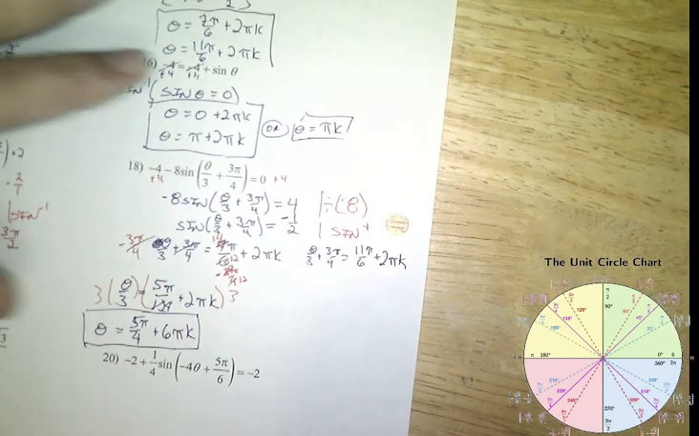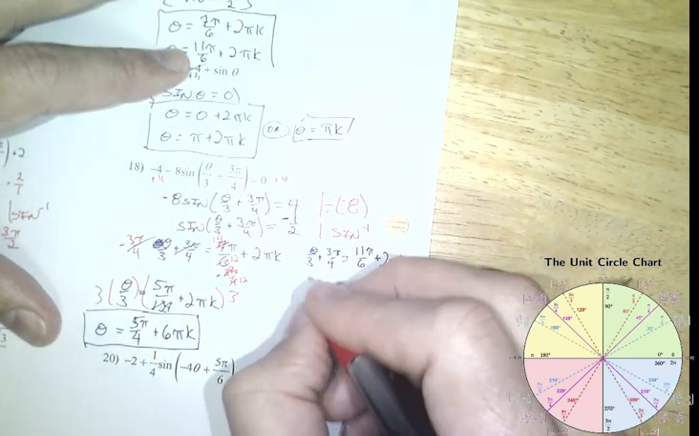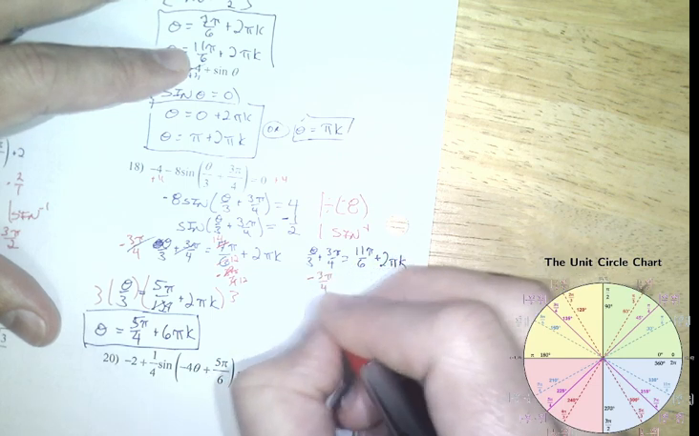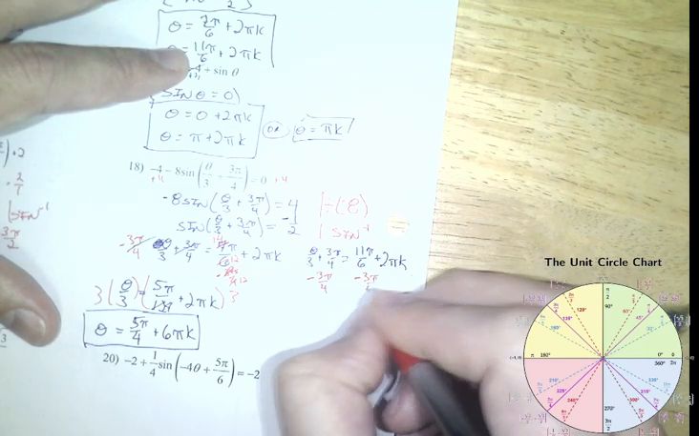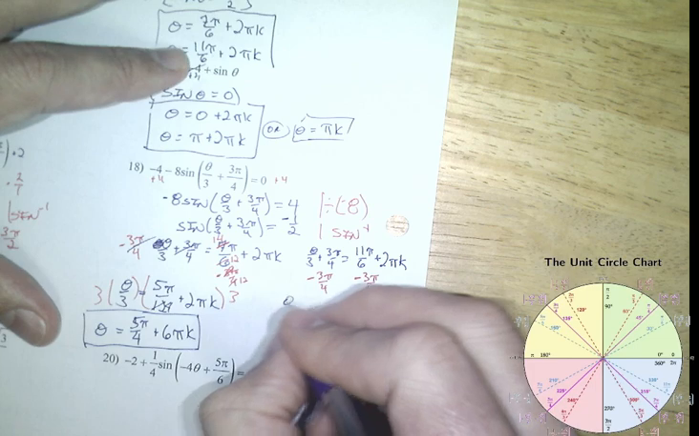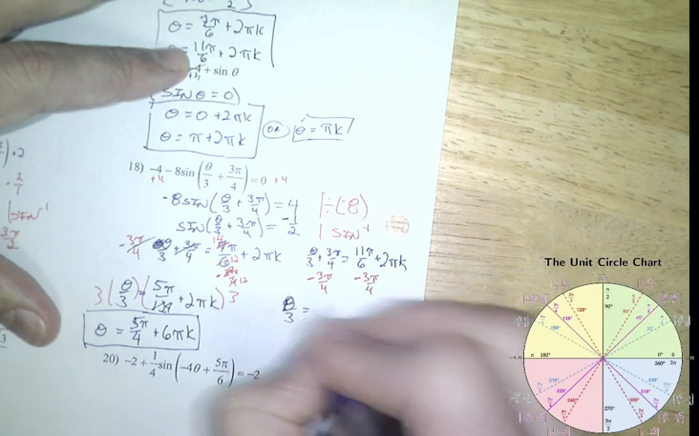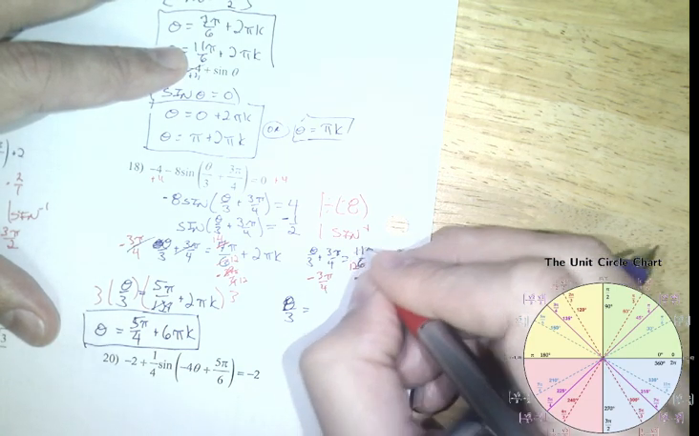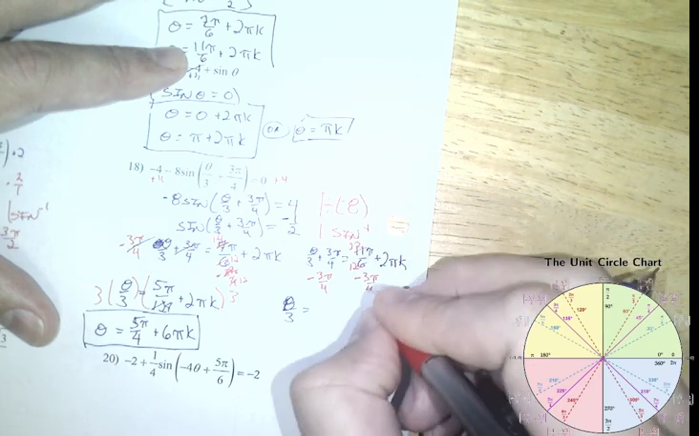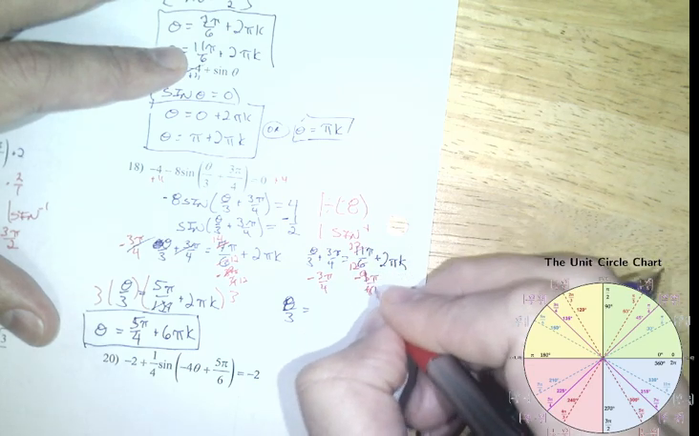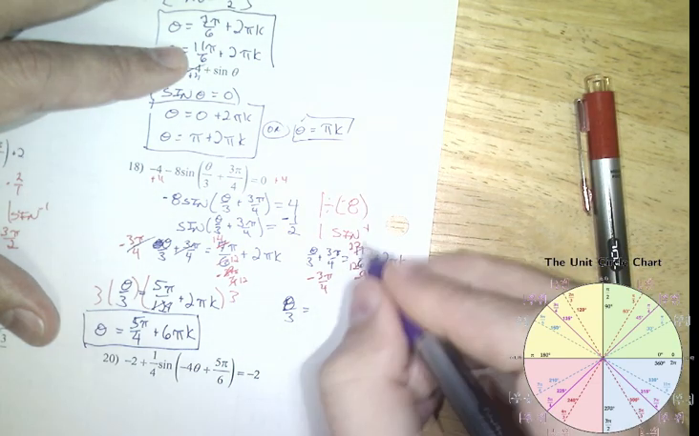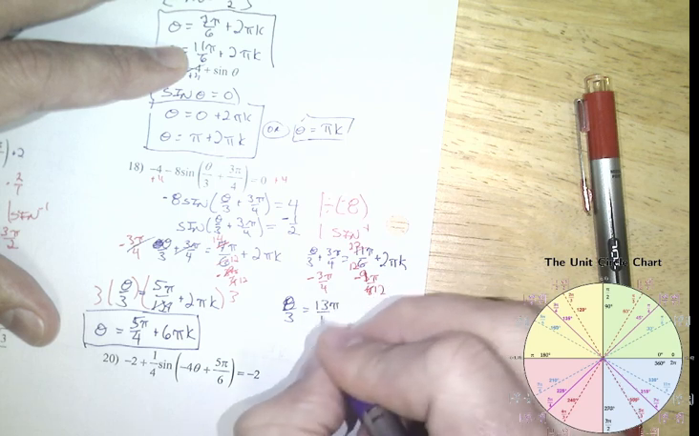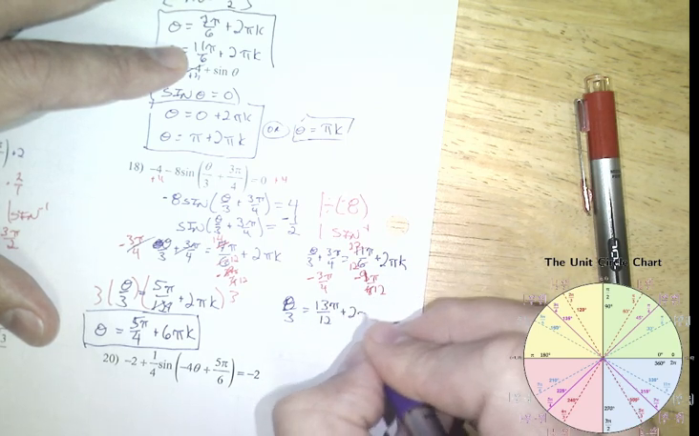And then we do the same thing for this one over here. We are going to subtract 3 pi over 4, subtract 3 pi over 4. So this gives us theta over 3 is equal to, again, common denominators, going to make that 22 over 12, and it'll make this 9 pi over 12. So 22 minus 9 is going to be 13 pi over 12 plus 2 pi k.